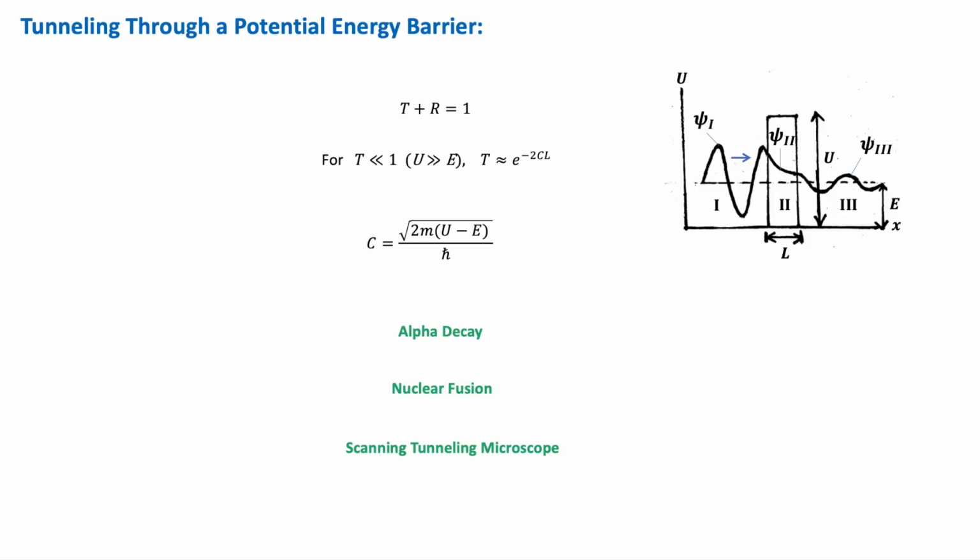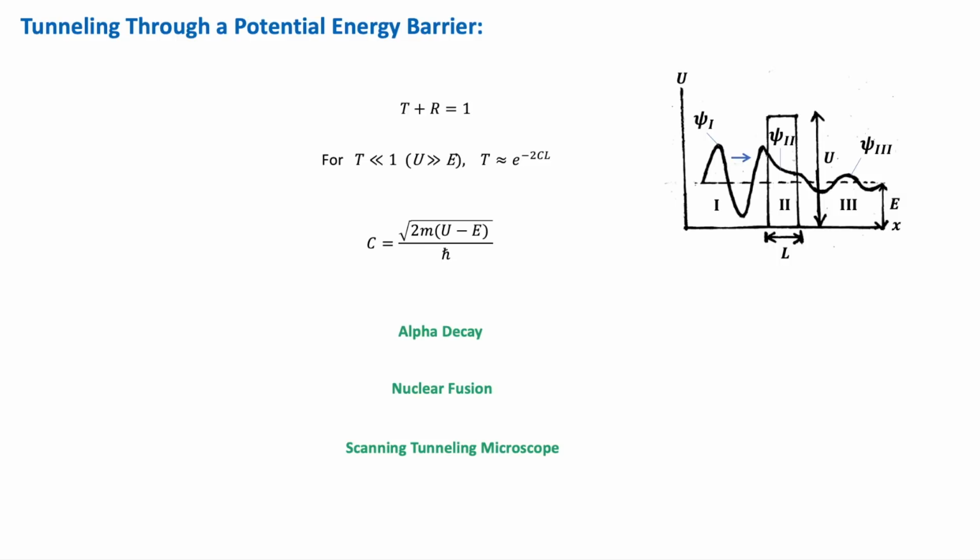The transmission coefficient represents the probability that the particle penetrates to the other side of the barrier, and the reflection coefficient represents the probability of the particle being reflected by the barrier. Because the incident particle is either reflected or transmitted, we have T plus R equal to 1. For the case when T is much less than 1, which is when the barrier is very high or very wide, which means when U is much greater than E, an approximate expression for T is given by this equation, where C is equal to the square root of 2m(U minus E) over h bar.